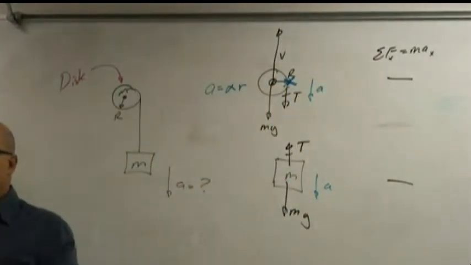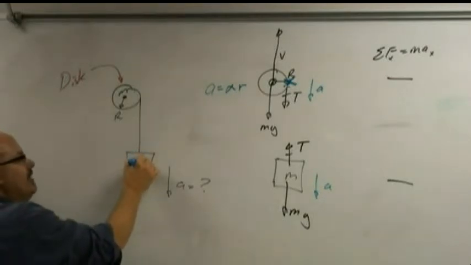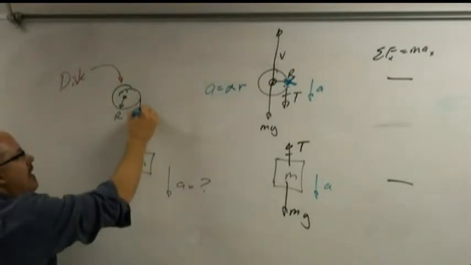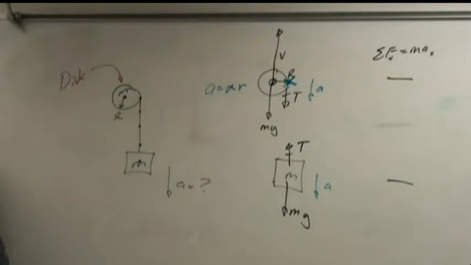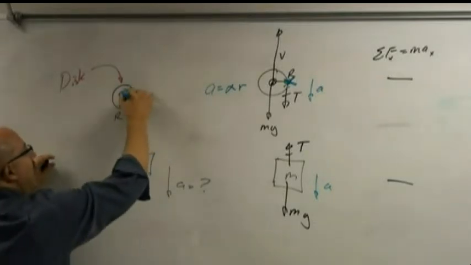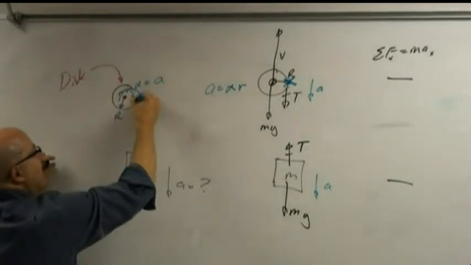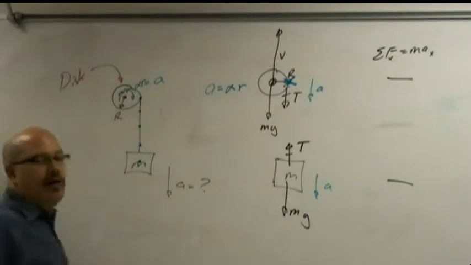In this problem we don't keep the sine theta, because it's perpendicular, so sine of 90 is 1. Does everybody see that the acceleration of this point, and this point, and this point must all be the same? And so the alpha here is related to a here by the radius r.